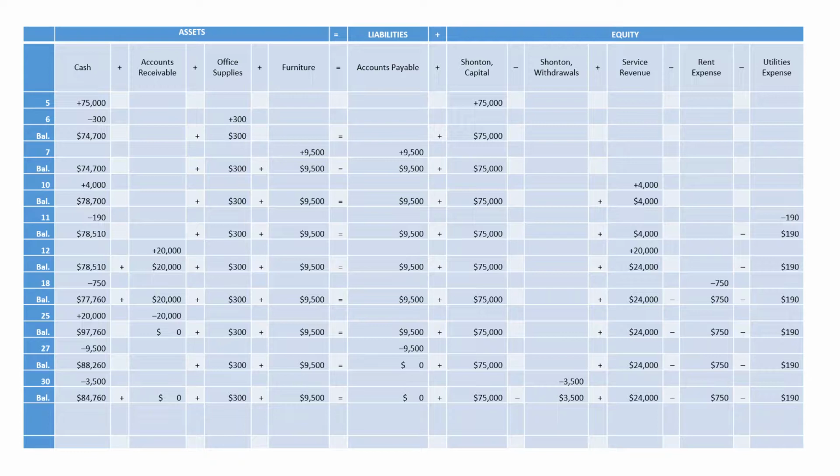And it says April 5th, so you want to put your date. Then we ask ourselves, what was affected in this transaction? That is your process of analyzing. You start with, what happened here? Well, the company received cash.